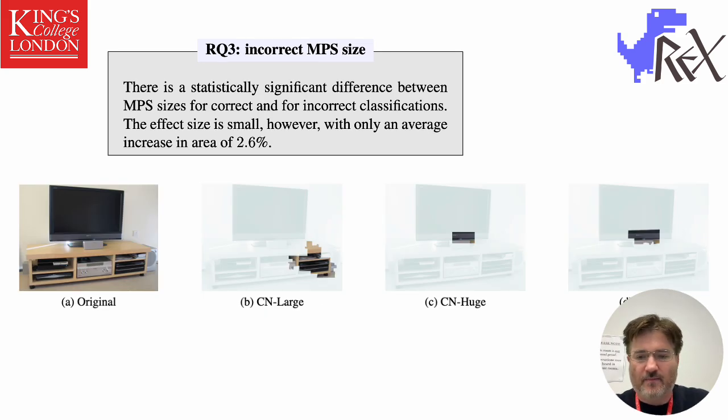We've seen that MPSs are of different sizes across different architectures and subclasses. We've seen that MPSs are also distributed over the image, and on the same image, a different model will have a different MPS in a different location. But it also turns out that correct and incorrect classifications have an effect on the size of the MPS. So we found that there is a statistically significant difference between MPS sizes for correct and incorrect classifications, with incorrect classifications being slightly larger on average, though we have to say that it is only about 2.6% larger, so it's not very much.